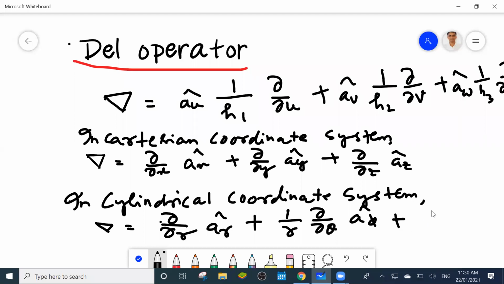Then what is the h3 value? 1. Then del by del z, az cap. The coordinates are r, phi, z. There is a mistake, the middle one should be del phi.